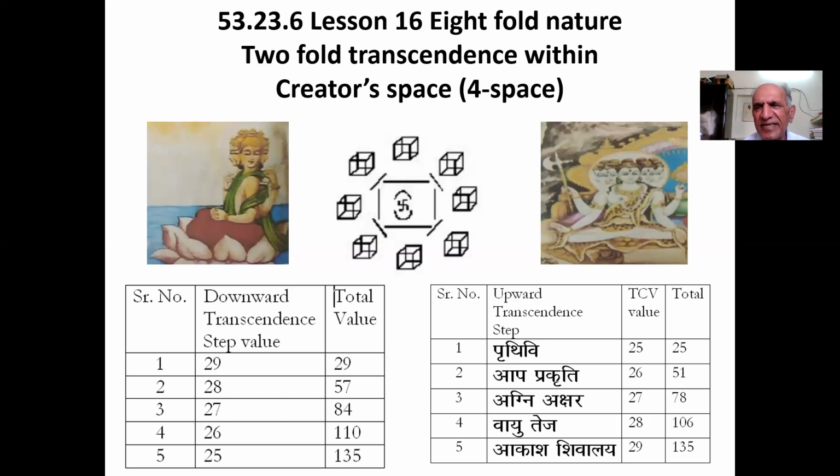It is the upward transcendence which deserves to be distinctively glimpsed from that of the steps of the downward transcendence. The upward transcendence is going from Prithvi to Apa Prakriti. And from there, we have to reach the Agni Aksha, then to Vayu Tej, and ultimately to Akash Shivalya. It is this phase and stage of transition from downward transcendence to upward transcendence which deserves to be comprehended well.